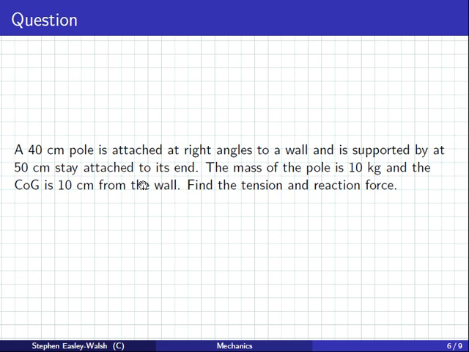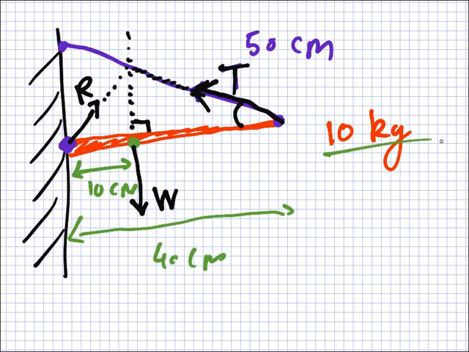Let's just say buy a 50 centimeter stay. It's okay? Yeah? What were you checking, Ming? The mass. The mass? That's 10.